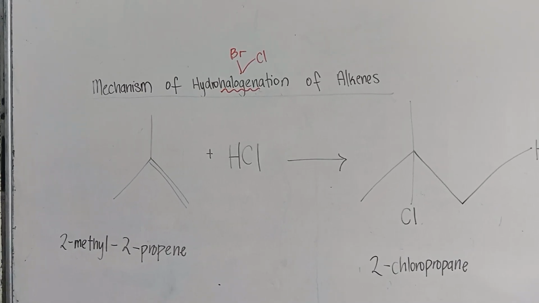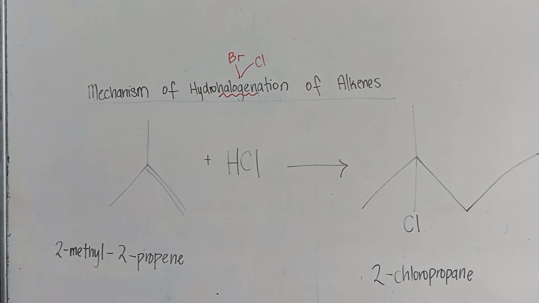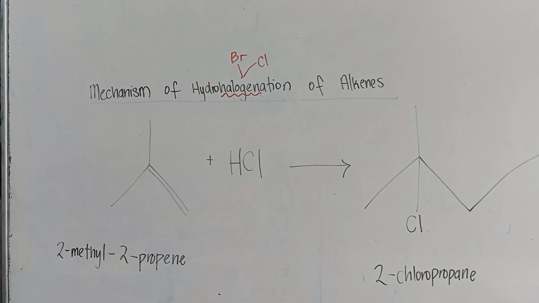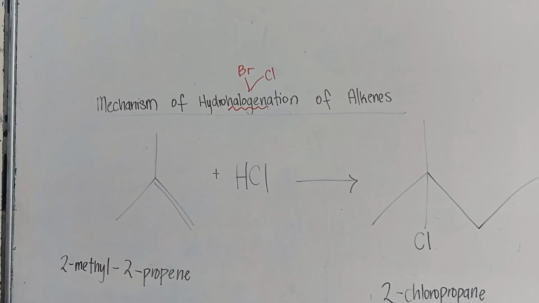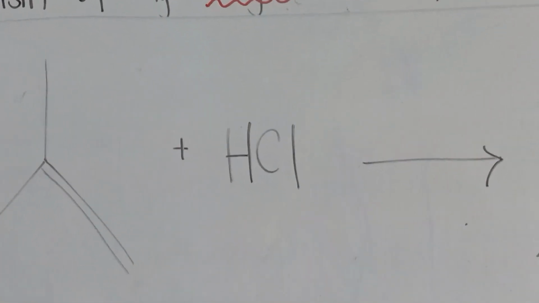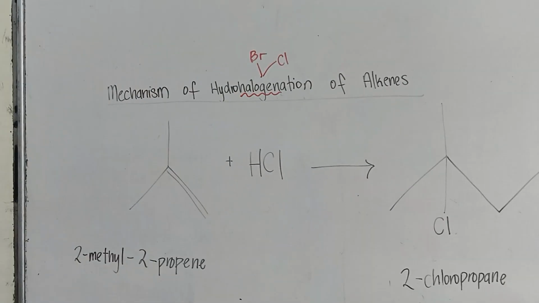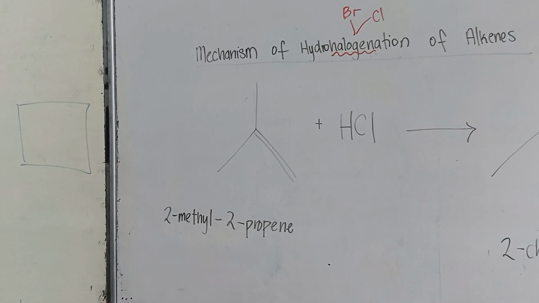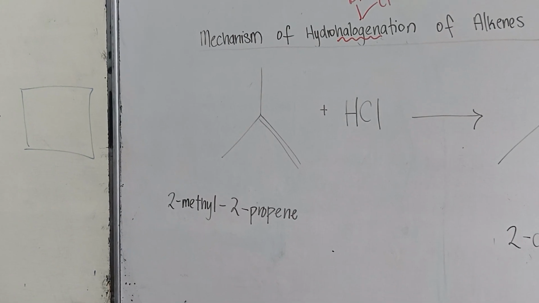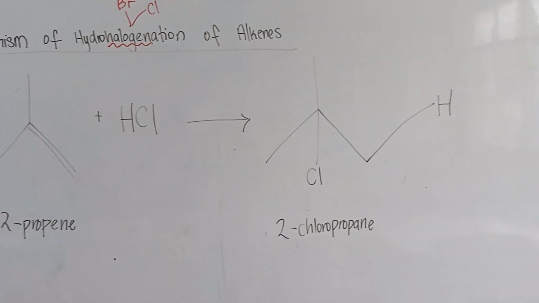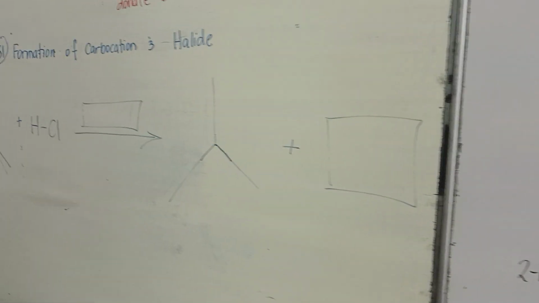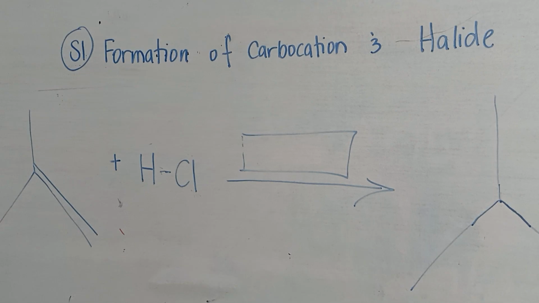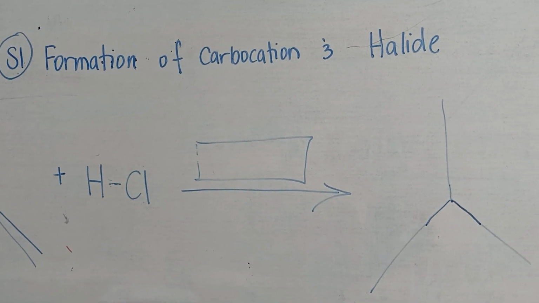We're gonna discuss the mechanism of hydrohalogenation of alkenes. Halogenation meaning that it can involve bromine or chlorine, but this time we will focus on chlorine. So, how does 2-methyl-2-propene turn into 2-chloropropane? Well, let's start from the first step, which is the formation of carbocation and halide.